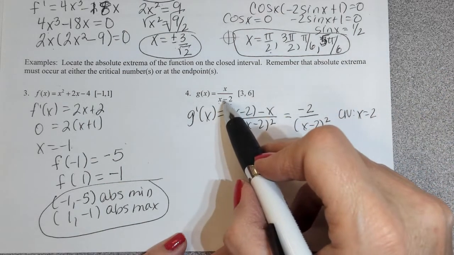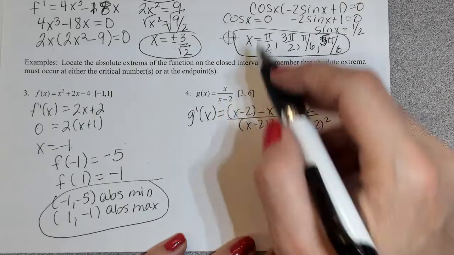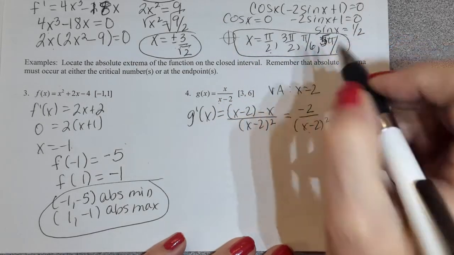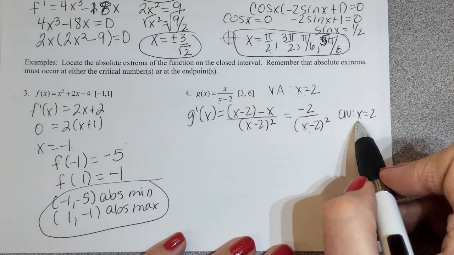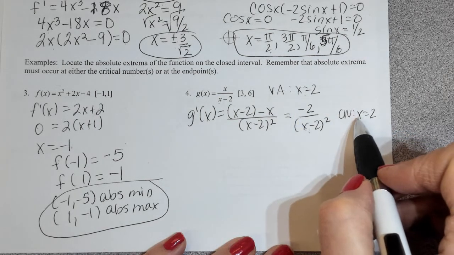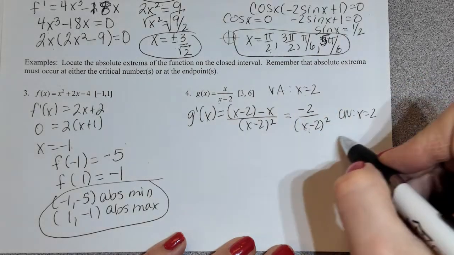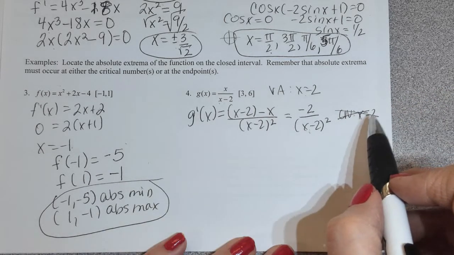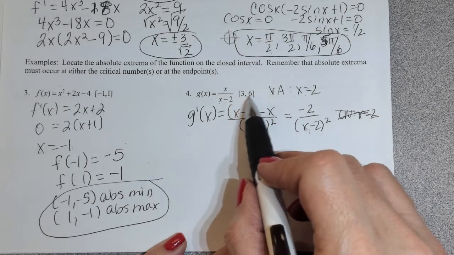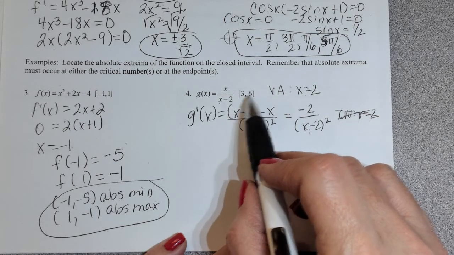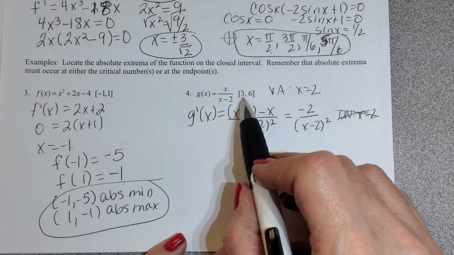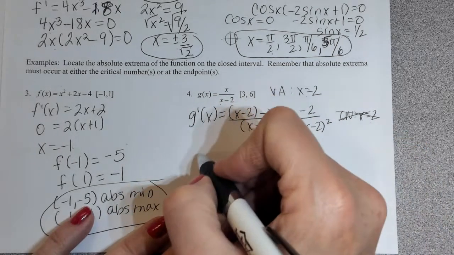But if we look back at the original function, this has a vertical asymptote at x equals 2. If we have a vertical asymptote, we can't have a high or low point because we don't even have a function. So therefore, we do not have a critical number at x equals 2. Also, 2 is not even in this interval that we're looking at. We're only looking from 3 to 6. So we know the only possibility is that the extrema have to occur at the endpoints.